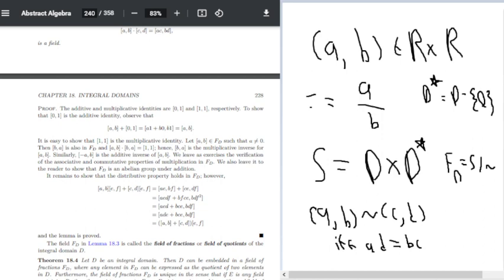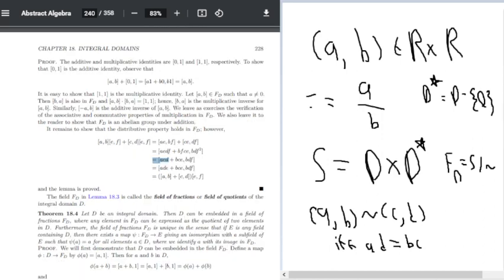It remains to show that the distributive property holds in FD. However, [a,b] times [e,f] plus [c,d] times [e,f] is equal to [ae, bf] plus [ce, df] equals [ae...]. This is a long string of equalities here, and then we're able to factor it out to the other side, and the lemma is proved.